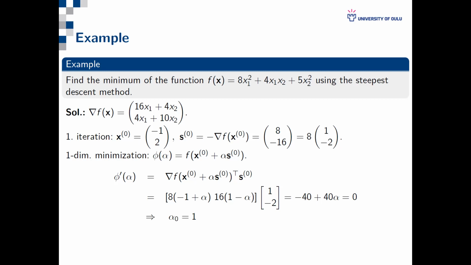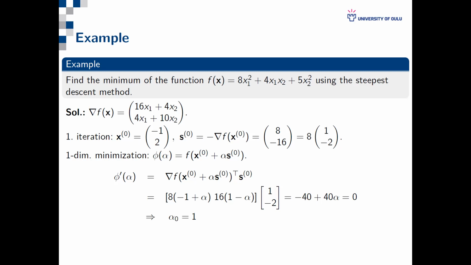So the derivative of the outer function, which is the function f, multiplied by the derivative of the inner function, which is the derivative with respect to alpha, which is nothing else but the vector s0. But now we have to remember that the outer derivative is a vector and the inner derivative is also a vector. Then it's a scalar product. And this scalar product must vanish.